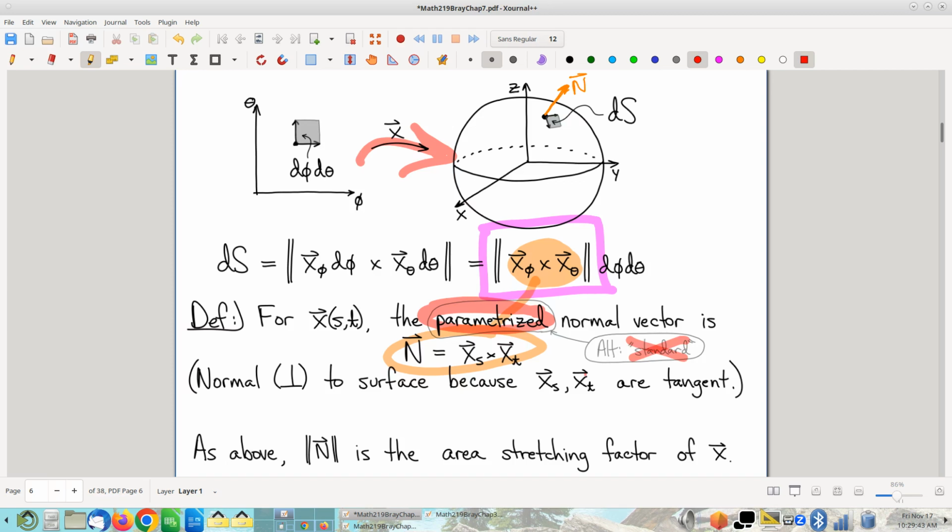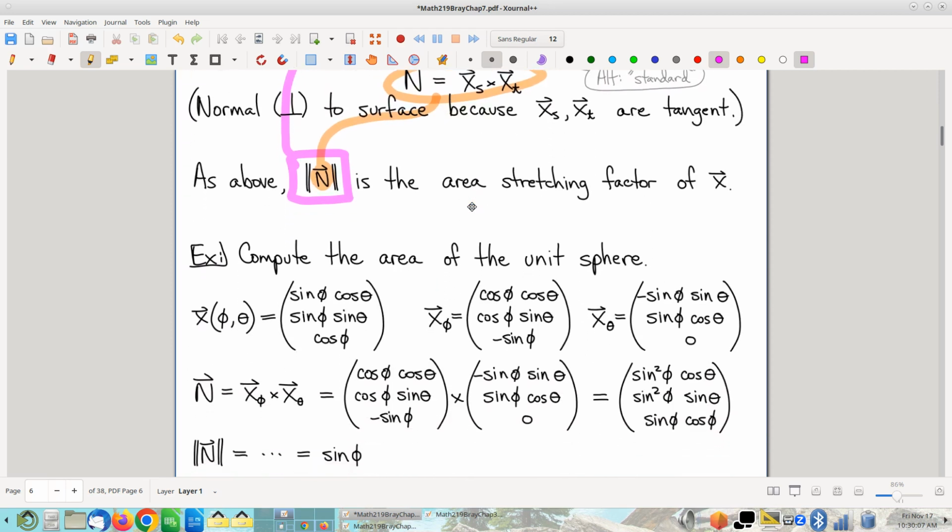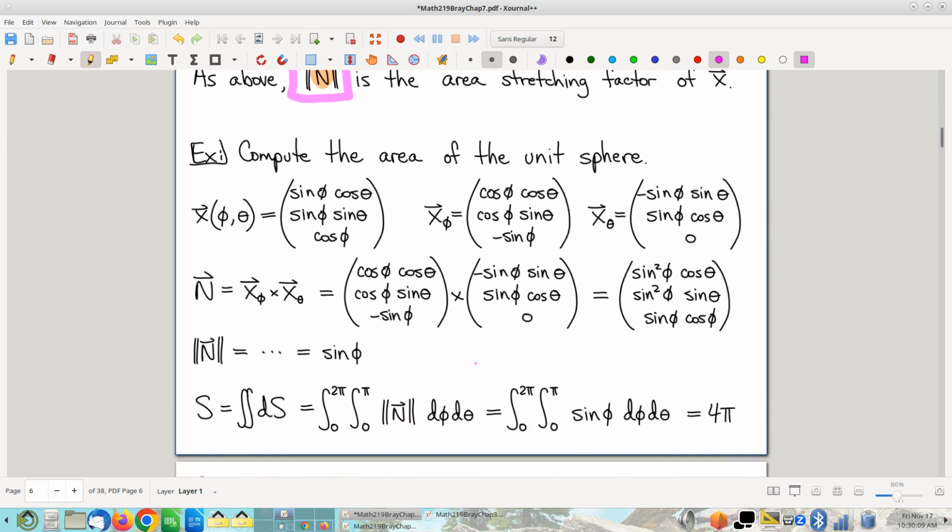Okay, so again, we've got this vector, and it's the vector whose magnitude is our stretching factor. And so here's kind of a rewriting of our stretching factor, our area stretching factor. A lot easier just to call it the magnitude of capital N. Kind of convenient. Okay. All right, so let me show you how to use this to compute a surface area.